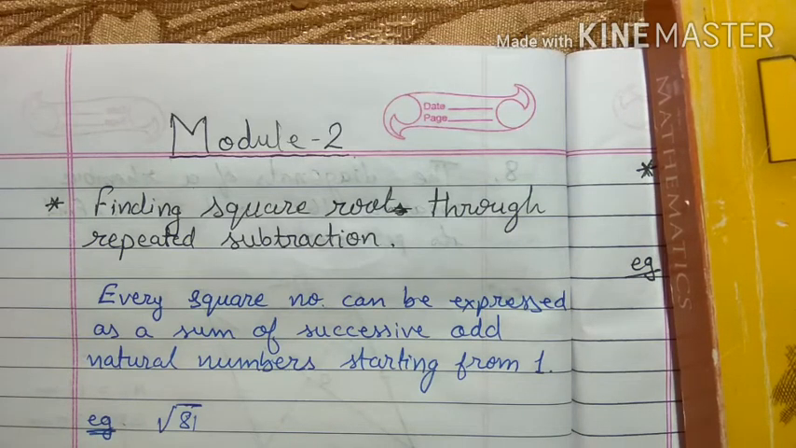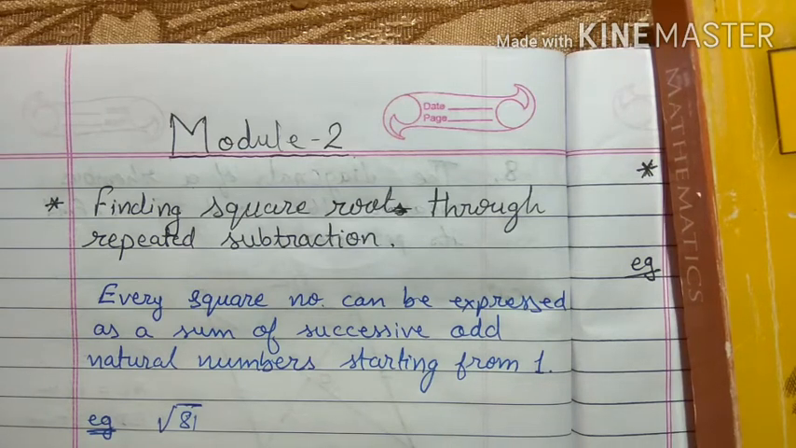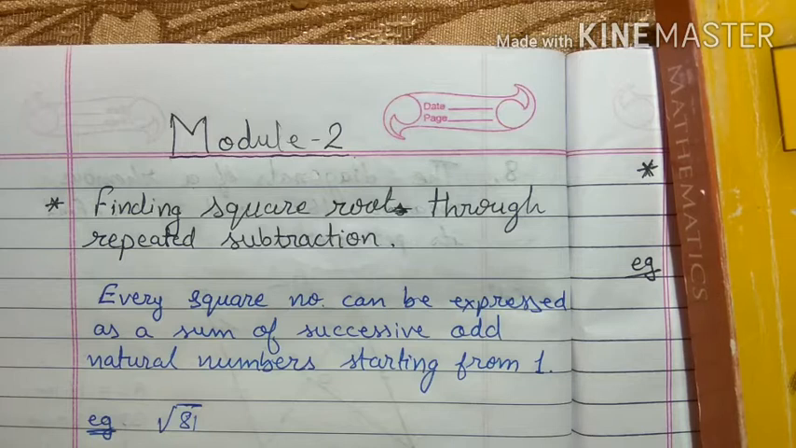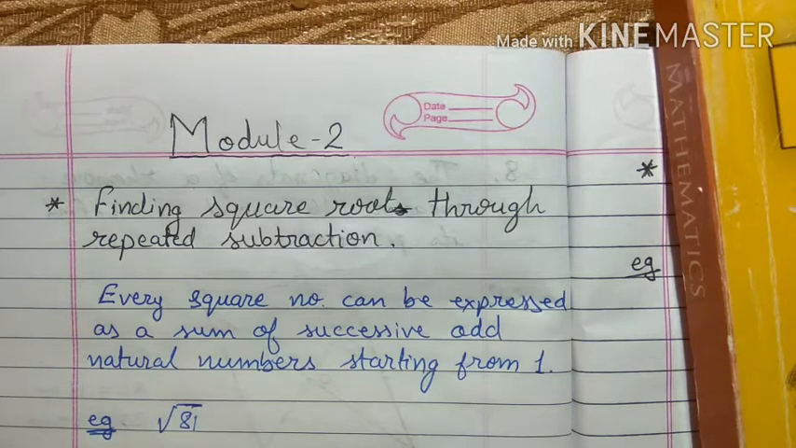For example, if we find the square root of 81, we subtract successive odd numbers from 81 till we get the result 0. When we get the result 0, we stop and count how many steps there are for finding the square root of 81.